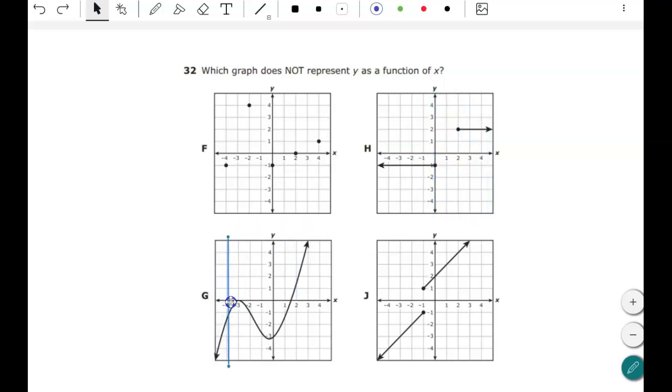If you look at G, it only touches it one time all the way across. It's a function. So let's see what's going on with J. So one time. But look what happens here. Okay, you have it touching here and here. So the x value of -1 repeats. So that is not a function.